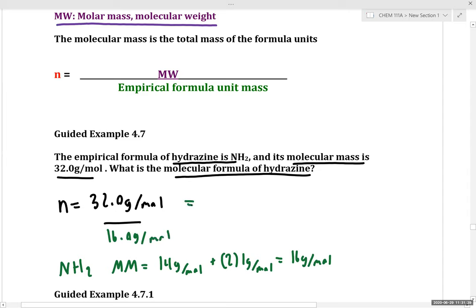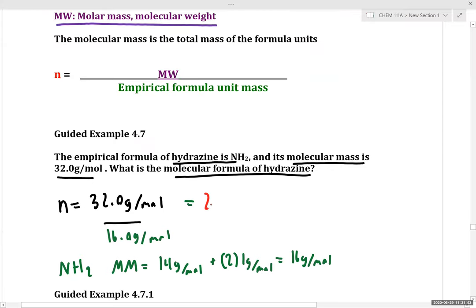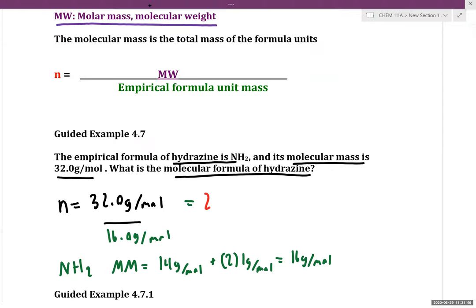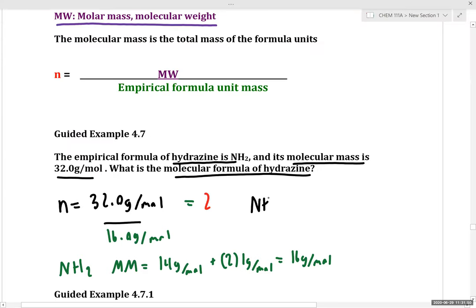Okay. So that in turn gives us a value of N of 2. So then what that means is we have 2 of these hydrazine units.